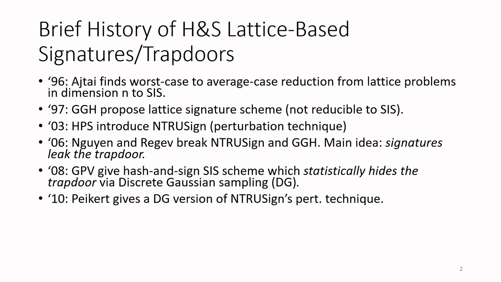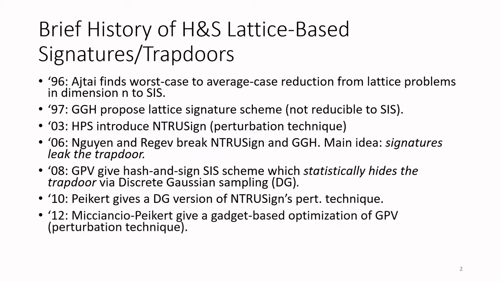So in 2010, Peikert gives a discrete Gaussian version of NTRUSign's perturbation technique. We call these discrete Gaussian convolutions. In 2012, Micciancio and Peikert give a gadget-based optimization of the GPV technique, and here they're able to efficiently break the Hash+Sign sampling technique into an offline and online phase, and the algorithms that we're going to present today are going to extend this MP12 technique to an NTRU family of lattices.